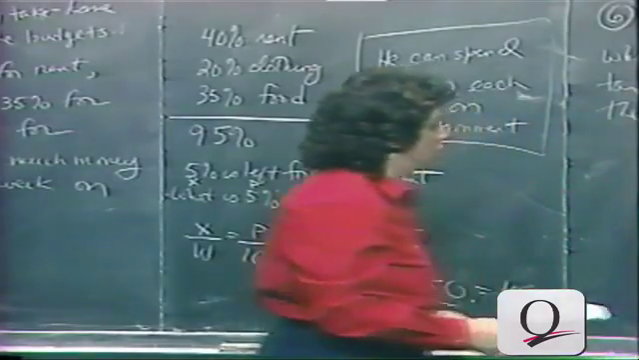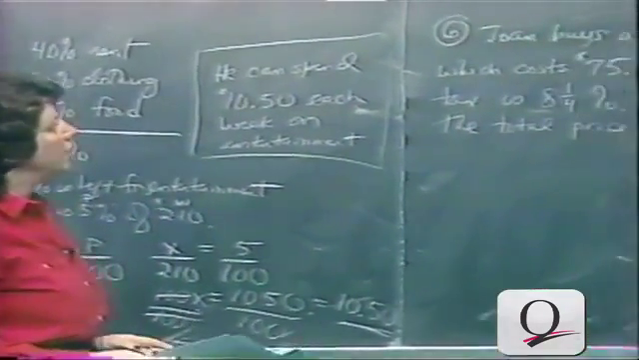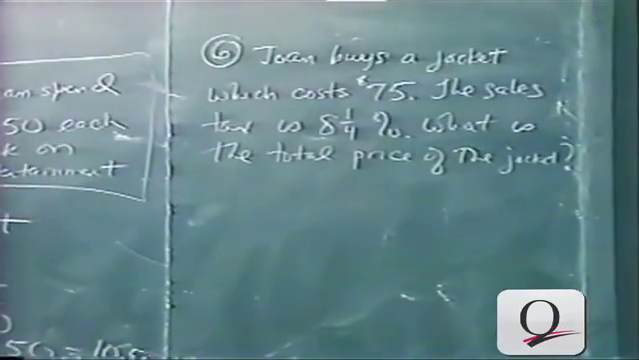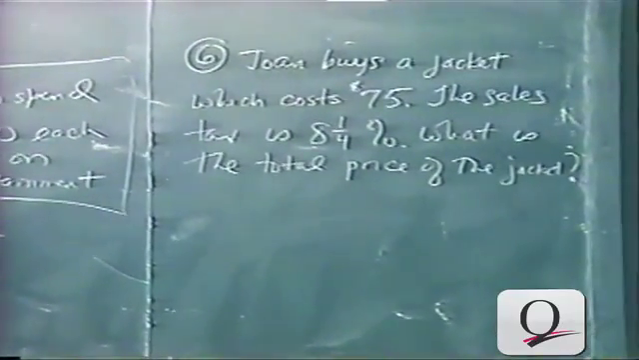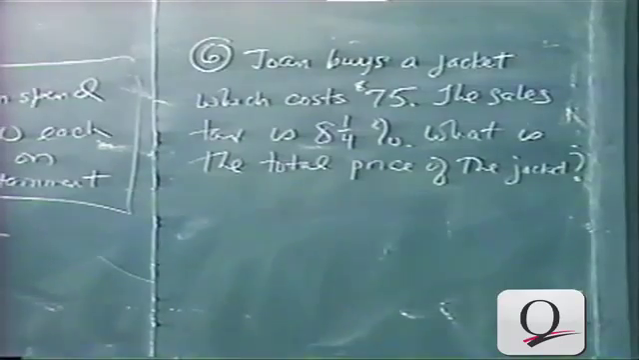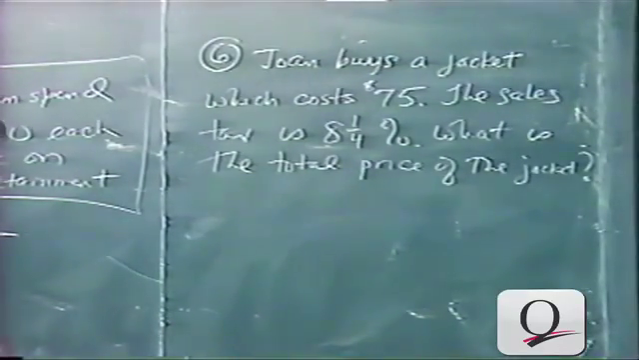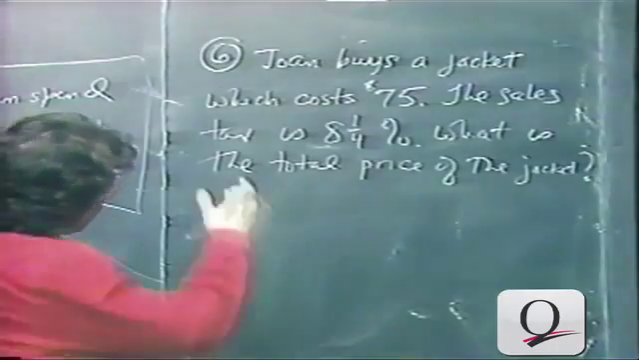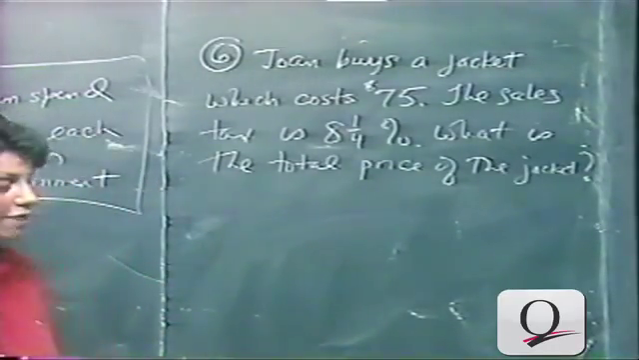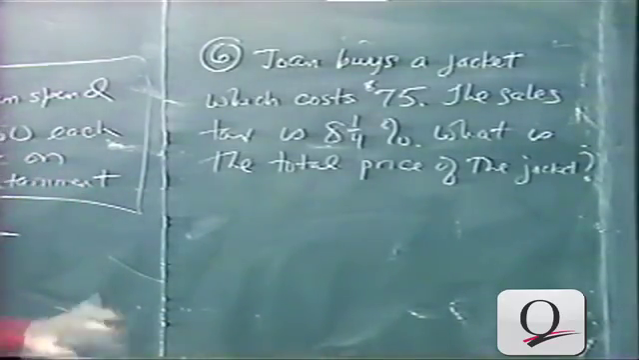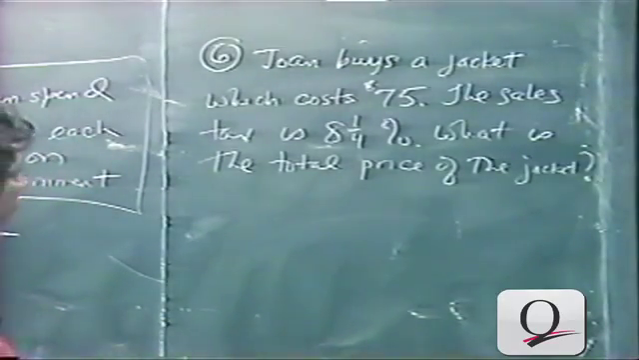Okay, in problem 6, we have the following. Joan buys a jacket which costs $75. That's the selling price. The sales tax is 8.25%. What is the total price that she has to pay for this jacket? Well, you can figure out the tax separately and then add it to the $75. Later on, I'll show you another way where you could do just one calculation to work out the whole thing.